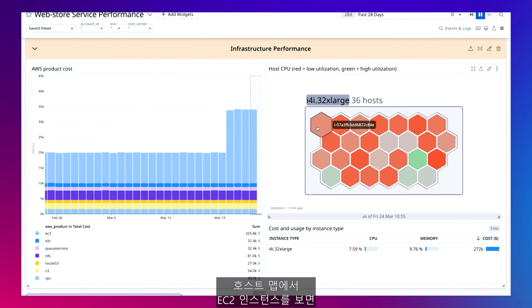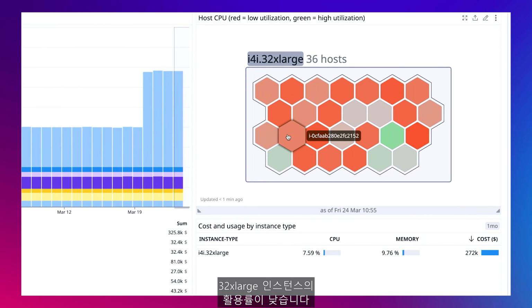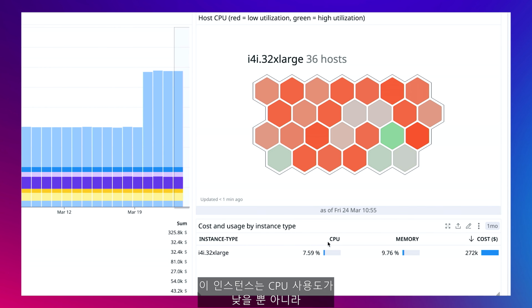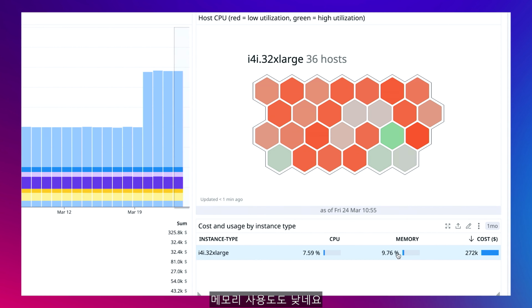Breaking out my EC2 instance usage in our host map shows that many of our 32 extra large instances are underutilized. These instances not only have low CPU utilization, they also have low memory usage and make up a significant portion of my EC2 spend. By using Datadog, I'm able to quickly see side by side the cost and usage of a specific instance type. What would have usually taken me multiple exports is right there, available for me to act on.